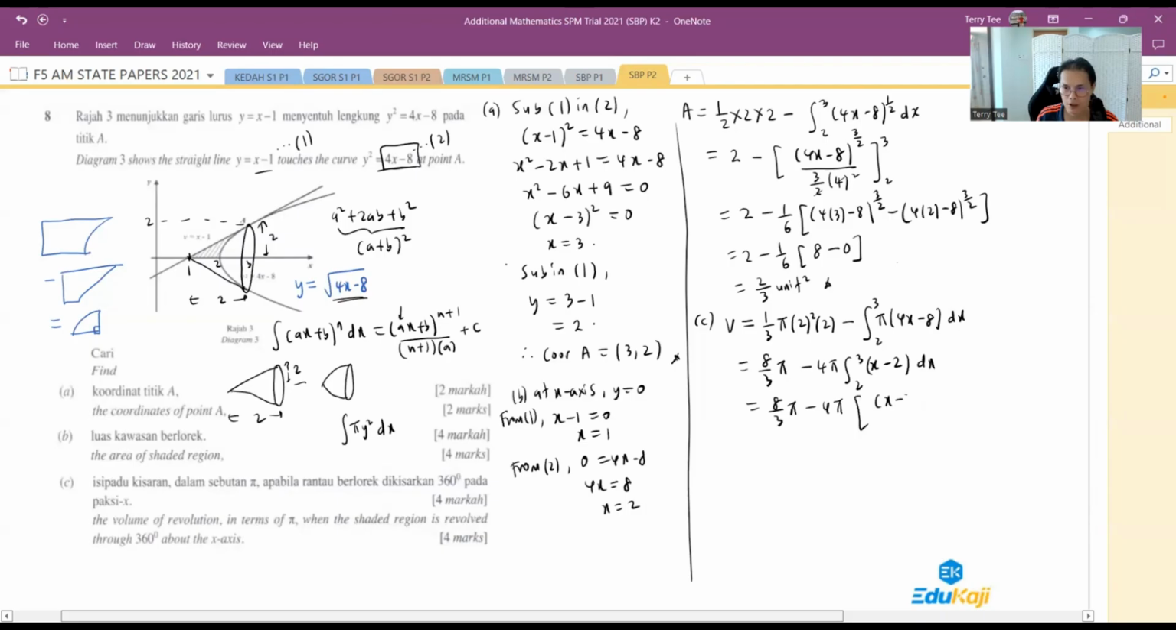When I use a composite function, I increase the power by 1. This function here is a composite function, right? Increase the power by 1, divide by the increased power, differentiate inside. Since this is 1x, differentiating is still 1, so I don't have to write it.